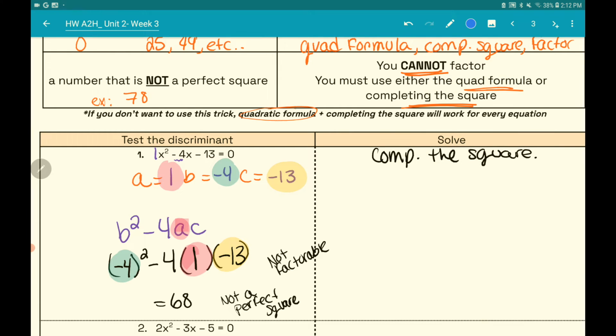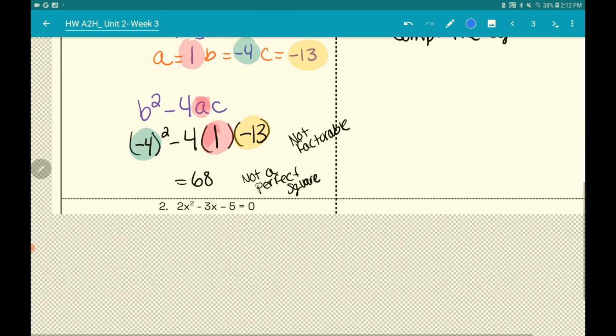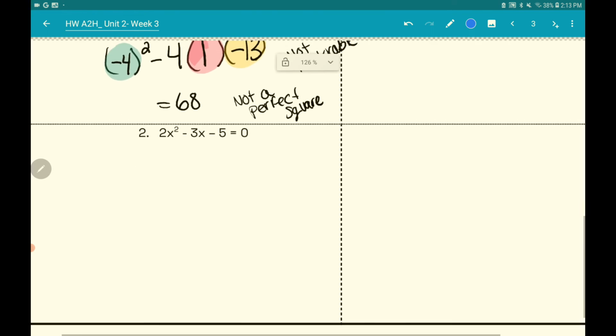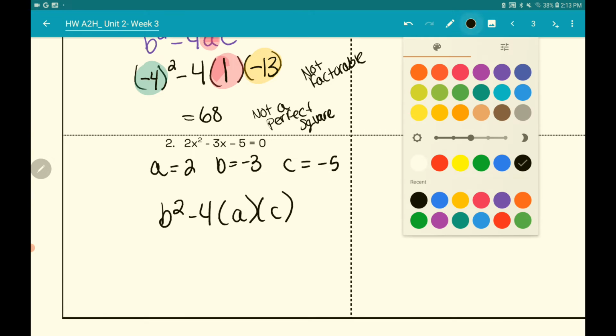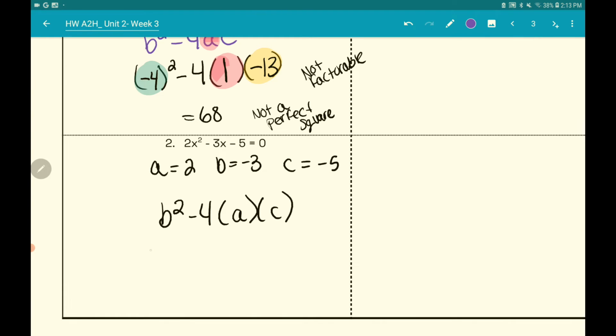All right. Before I solve, let's go ahead and try another example to see which method I can use. So here's another example. Let's figure out what's our A, B, and C. So our A is 2, B is -3, and C is -5. Our formula, b squared minus 4ac. Go ahead and plug in. So negative 3 squared minus 4 times 2 times negative 5.